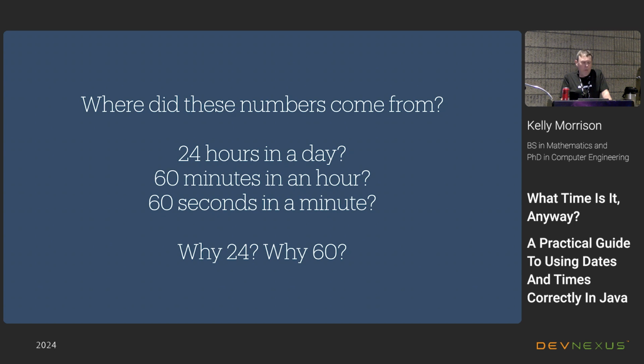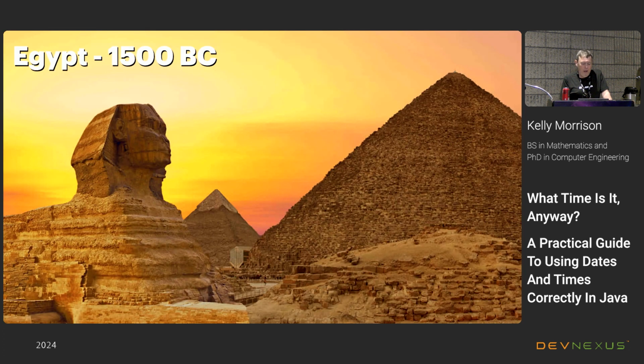For example, why are there 24 hours in a day? Why are there 60 minutes in an hour? Why are there 60 seconds a minute? Who decided that? Those are just weird numbers. I've always wondered about it. So I went back and figured it out.